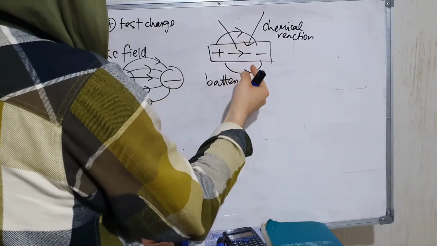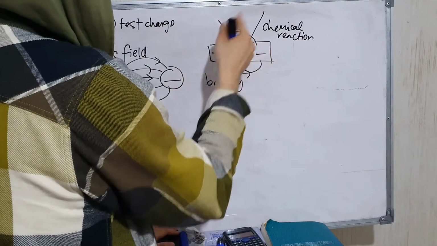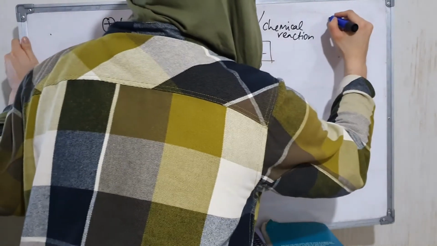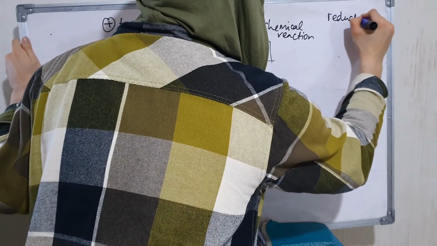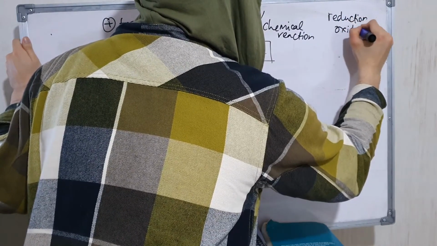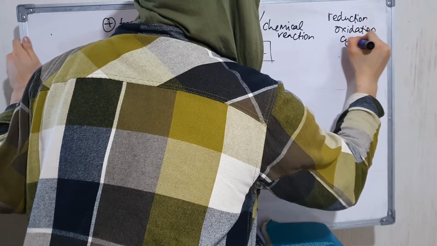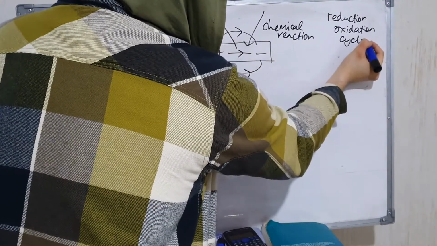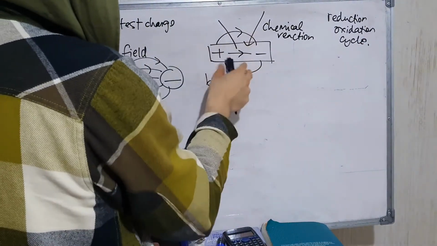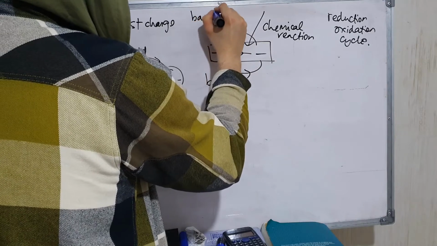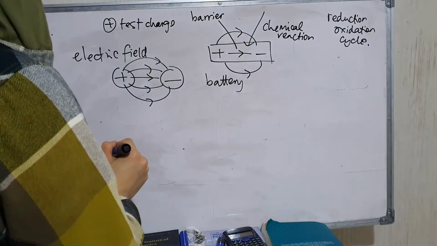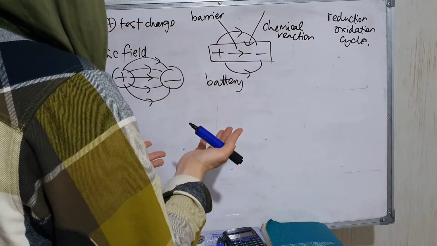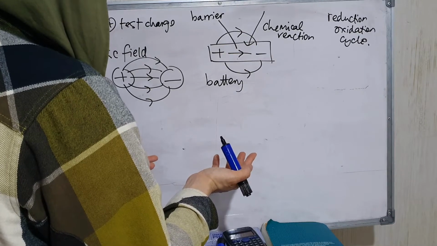So because there's a chemical reaction taking place, you've got oxidation and you've got reduction. Let me write this down. So in the battery, you've got reduction, you've got oxidation. It's a cycle. So electrons are being lost and gained inside this battery. However, there's also a barrier in the middle. Now, the electric field is waiting for the wire to come along.